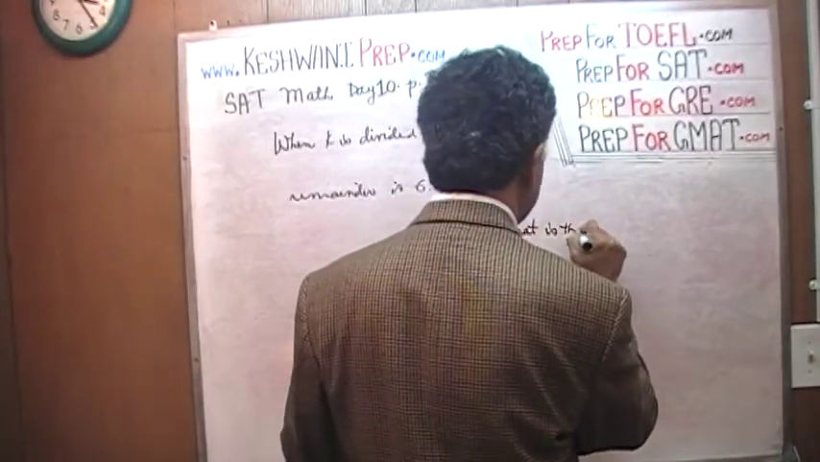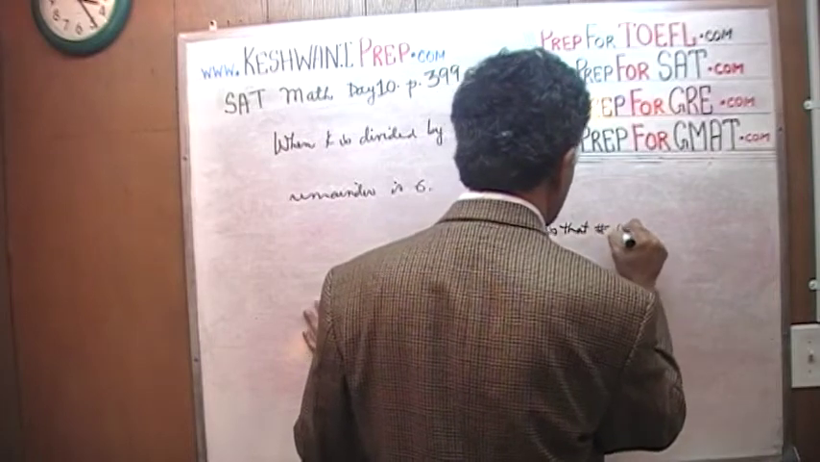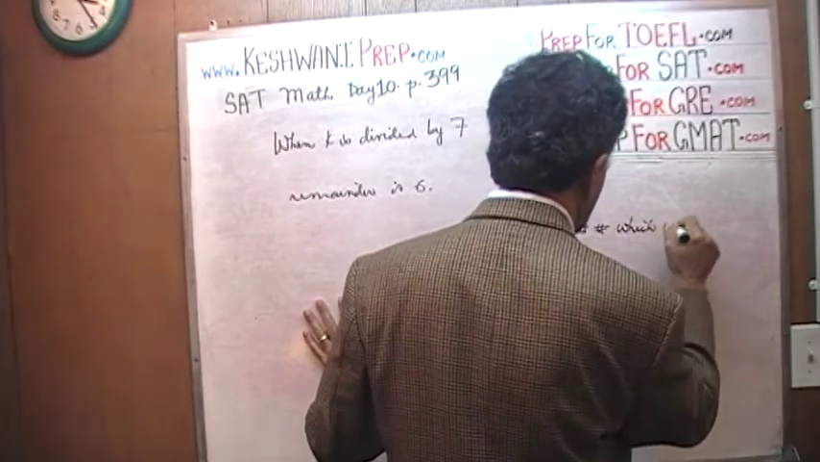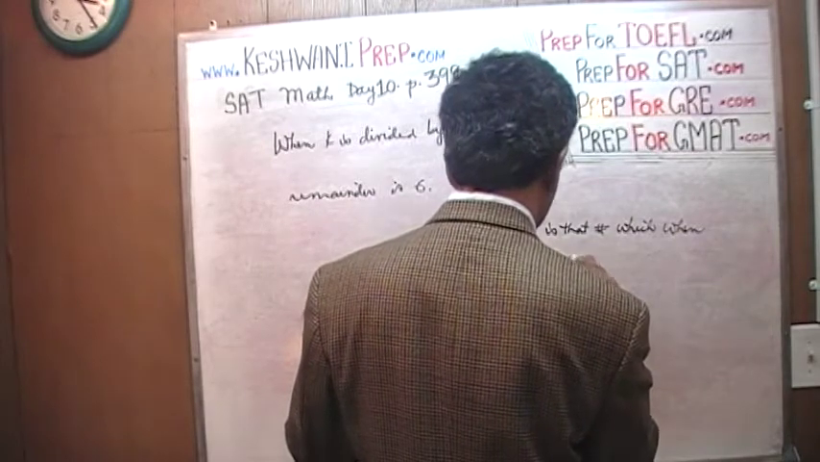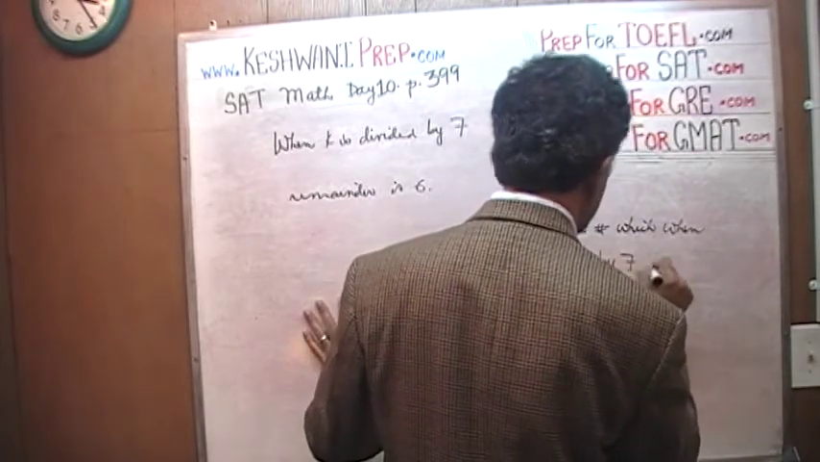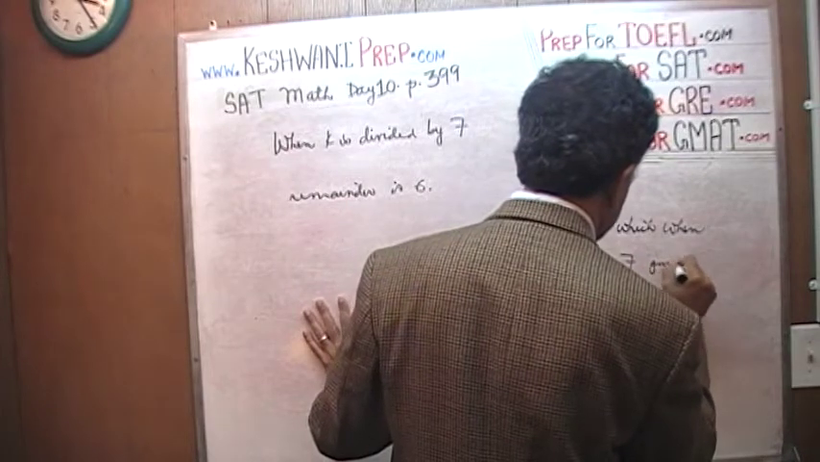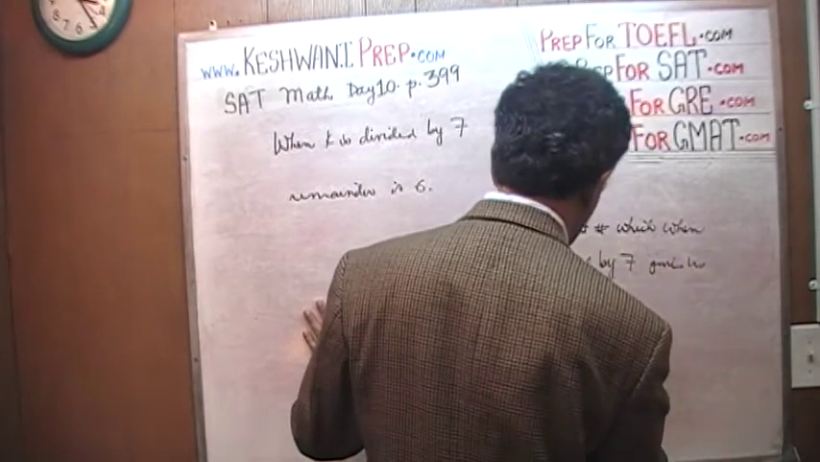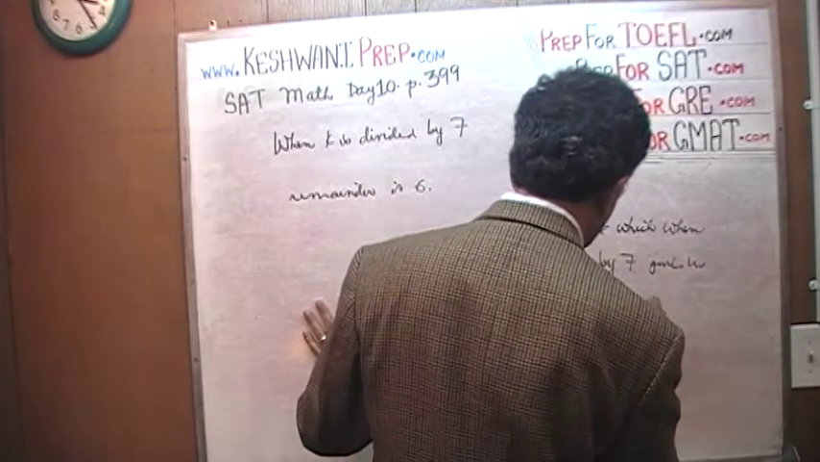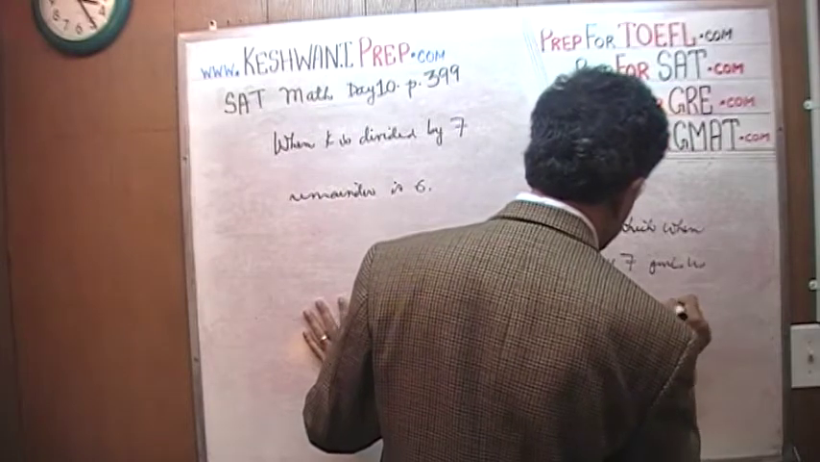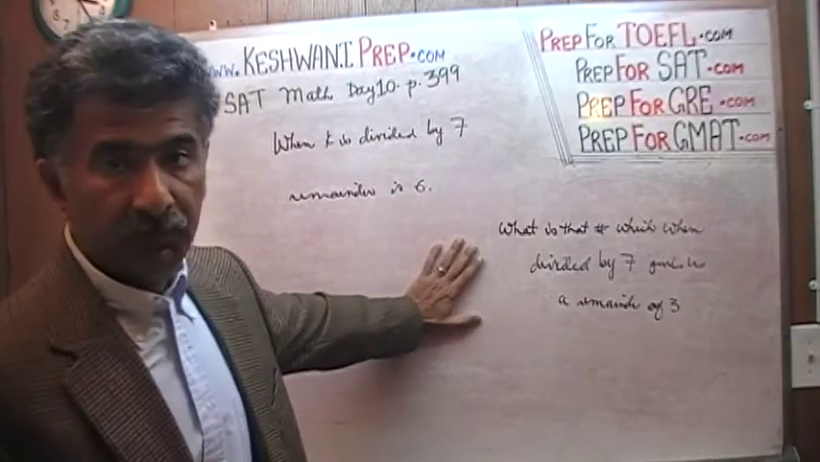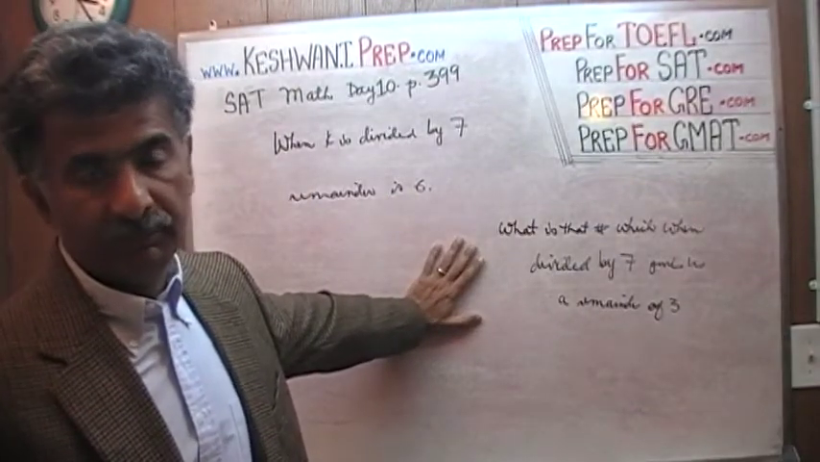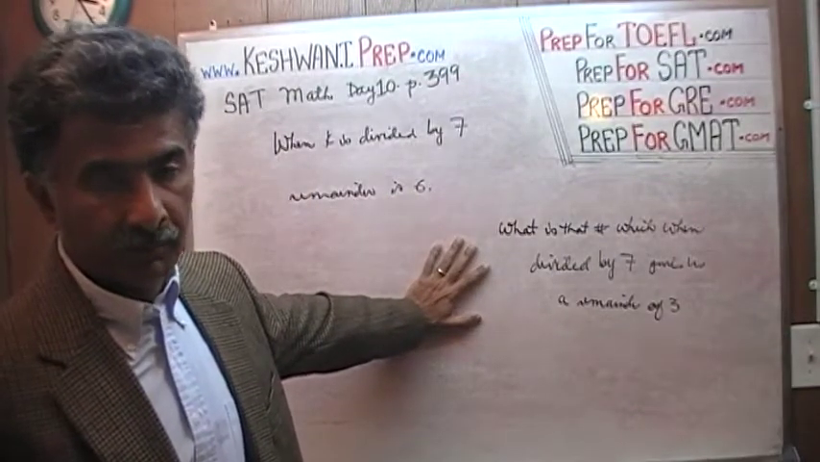Before we do this, let me ask you this question. What is that number which, when divided by 7, gives us a remainder of 3? Now, strictly speaking, this is not a proper question because it sounds like there's only one answer. There are infinite number of answers here.